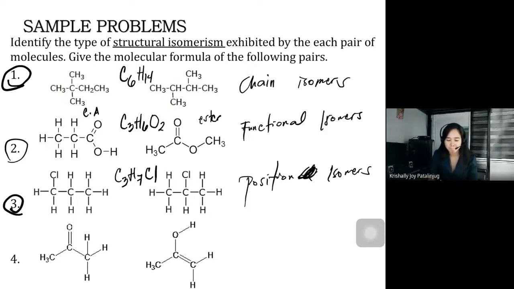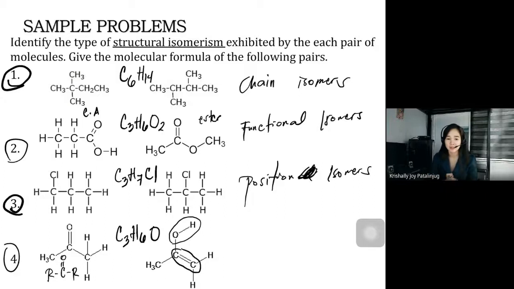Okay, number 4. First check the molecular formula. 3 carbons each, then 6 hydrogens. Okay, then one oxygen. So one is a ketone. This is a ketone, right? R, C double bond O, then R. The other one has a double bond and an alcohol group. So one is a ketone, the other is an enol.